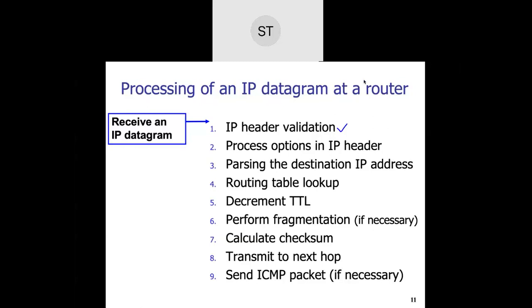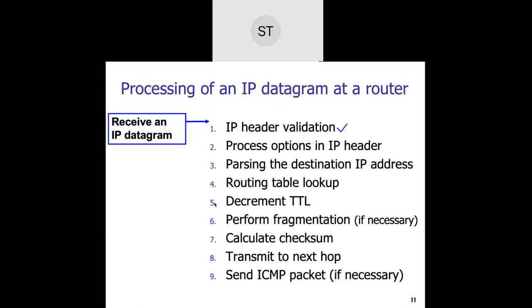Then process options in the IP header. Process the different options in the IP header, because the option tells whether it is strict routing or loose routing, because the IP header length changes from 20 bytes to 60 bytes. 20 bytes is the default header, 60 bytes is the extended header, where 40 bytes maximum is the option. So if any option is there, it will check that particular option, and on that basis it will process.